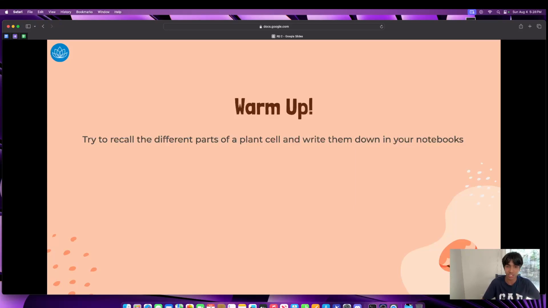Because the more you study these parts of a plant cell, the more it will help you in your middle school and high school biology. Trust me, coming from experience, we had to memorize these parts and their functions. And you'll need these parts also in future lessons.